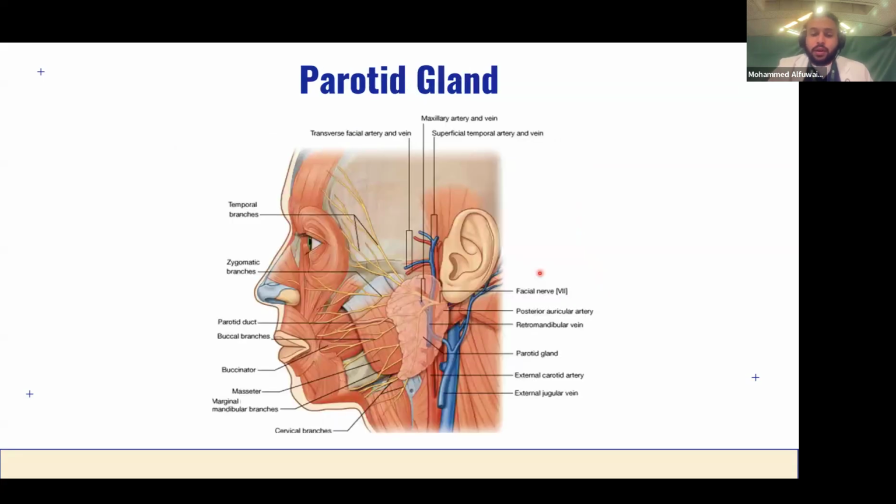Okay. This is the parotid gland again. I explained the important structures inside. What you really need to know is the facial nerve, the fact that the facial nerve is inside the parotid gland. This is commonly asked. Other than that, you have the carotid and the jugular.